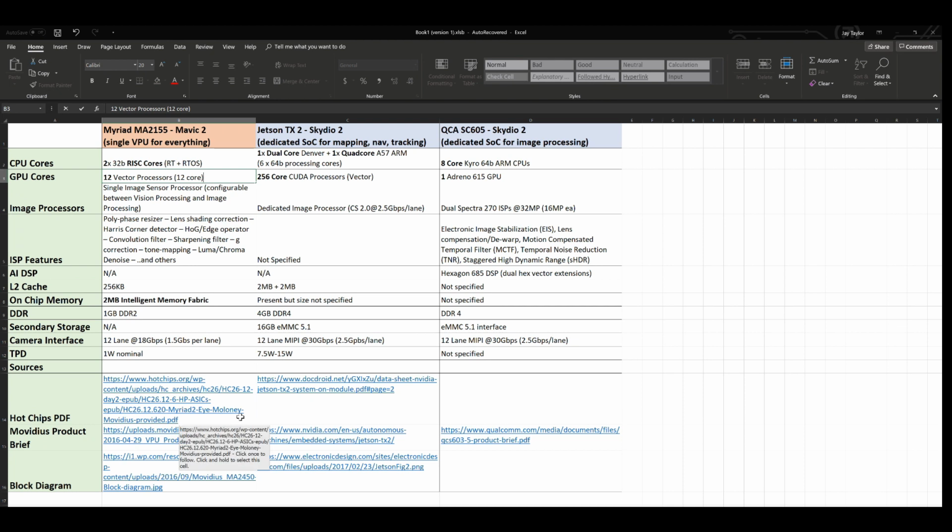So that is pretty cool. It's got up to 1 gigabyte of, actually this should say DDR2 or DDR3. I think what they're doing in the Mavic is probably DDR3.